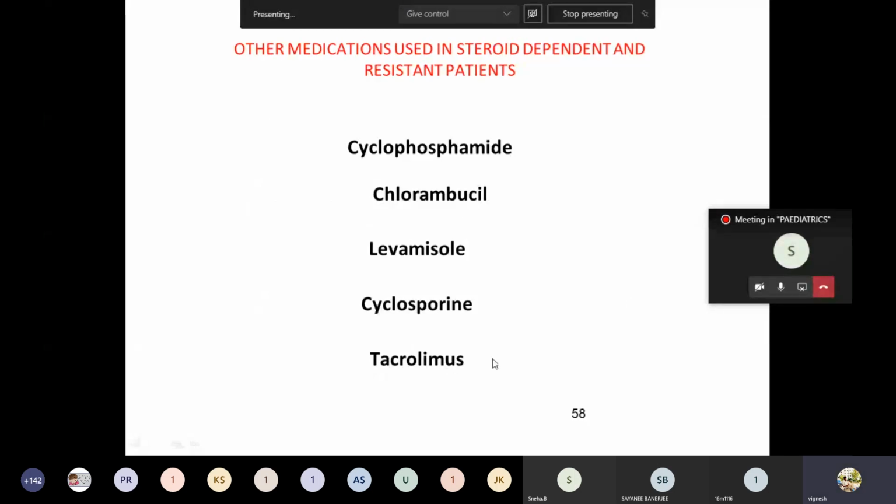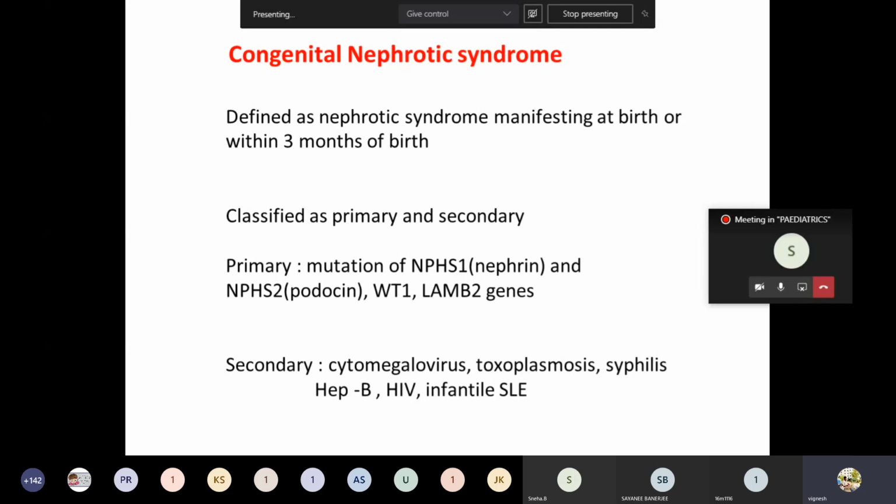Other drugs, please note it down. These you should remember. Cyclophosphamide is commonly used as an anti-malignant, cancer drug. Chlorambucil is also used, but because it has a lot of side effects, it is for final cases, if the child doesn't respond even to steroid, then we have to change over to these. This is an immunomodulator. Cyclosporine is also an immunomodulator, and this is a new drug, tacrolimus. This is the drug used nowadays in nephrotic syndrome treatment.